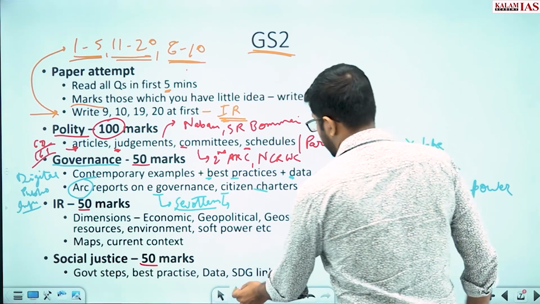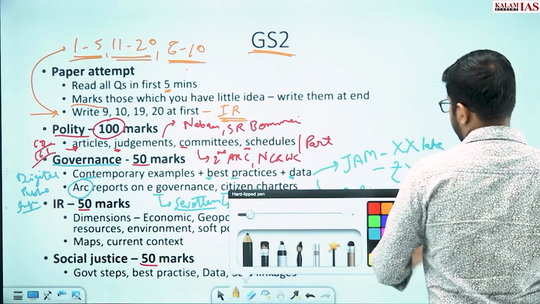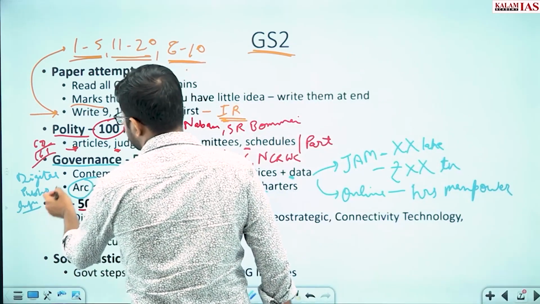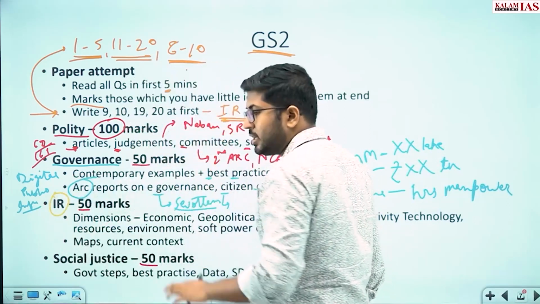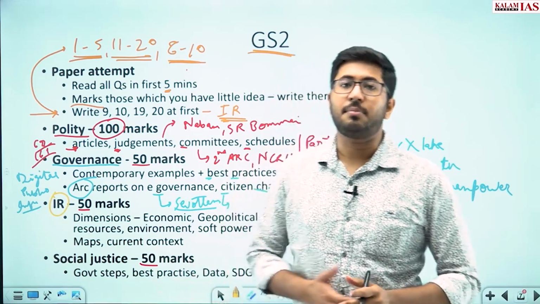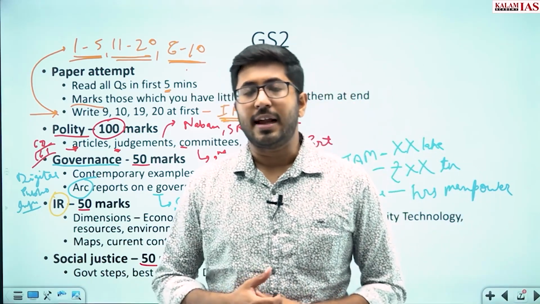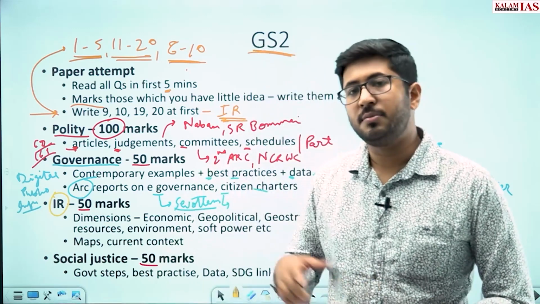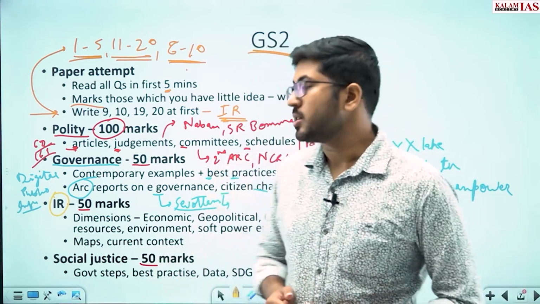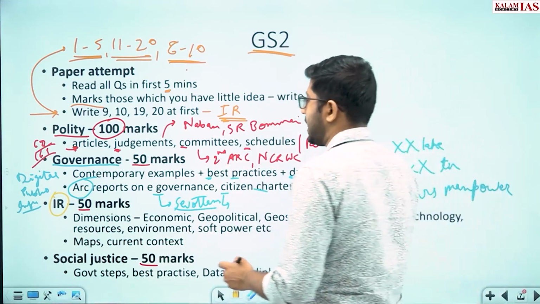Now coming to IR, one of the most dynamic and interesting topics. IR is international relations, and usually the questions are based on the international events that have happened in the last 3 to 4 months, because it is more current-based. At least 2 to 3 questions will be from the last 3 to 4 months and not before that. So it's very easy to open dimensions in IR.